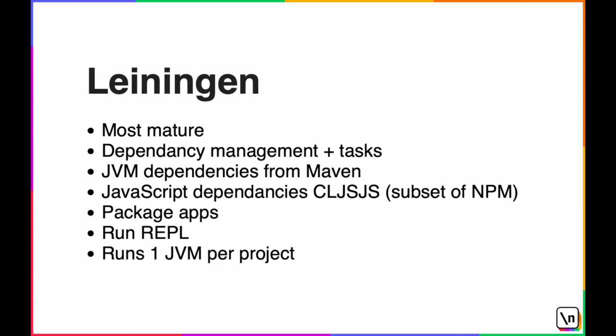It is particularly suited to JVM dependencies, but can also be modified to work with JavaScript dependencies from the CLJS.js repo. Leiningen has built-in support to package your app into jar files or JavaScript files, and it can also run a REPL for you. The only downside is that Leiningen runs one JVM process for every application. If you have a large project with multiple sub-applications, you'll have to run one JVM instance to run each application.